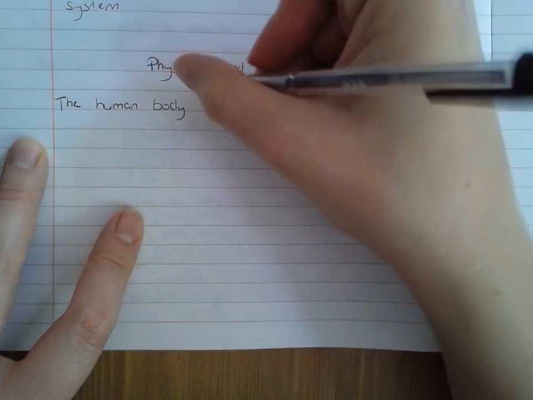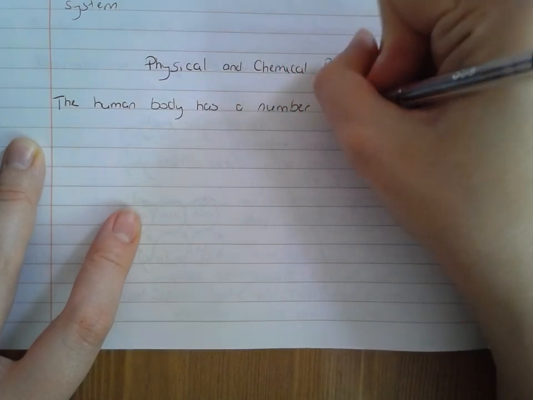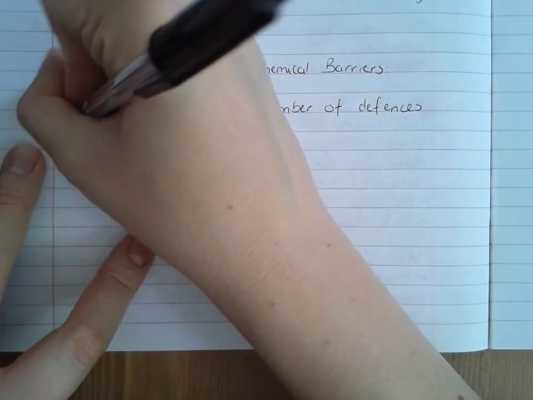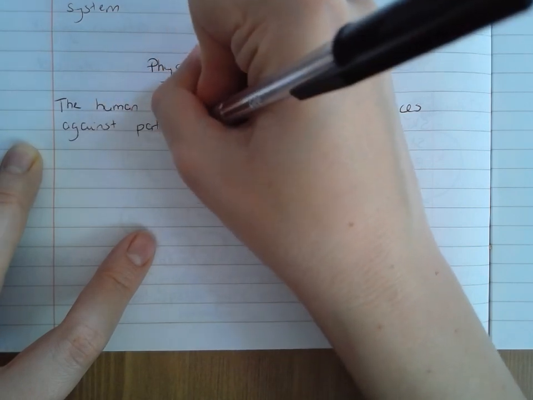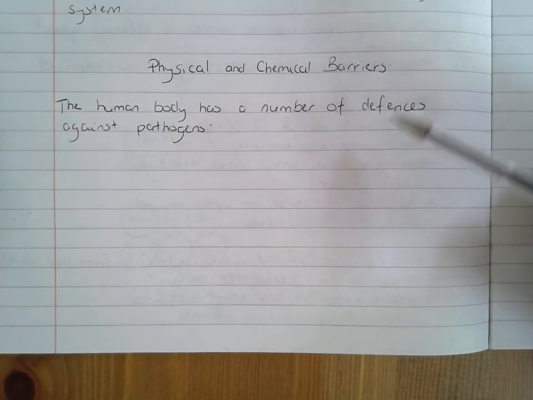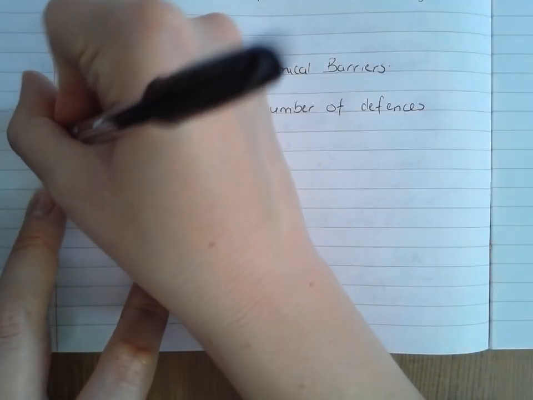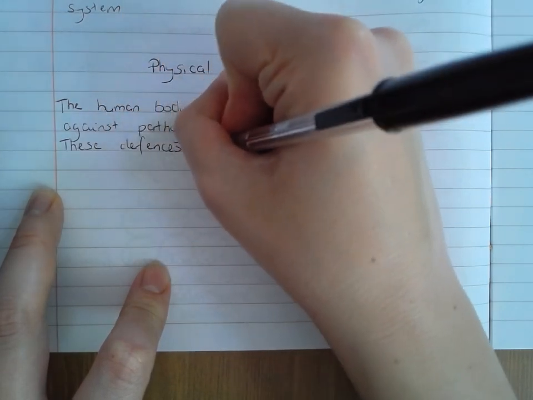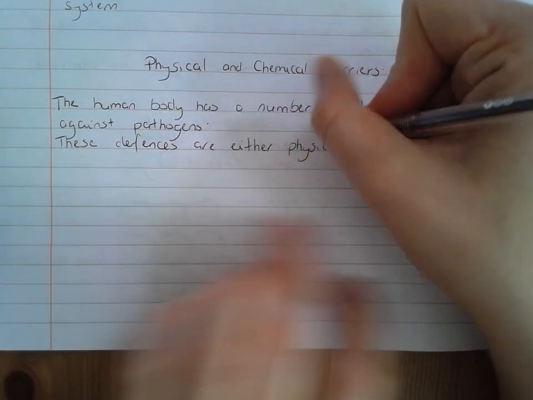So I'm going to write down the human body has a number of defenses against pathogens. A number of different ways that they will stop pathogens entering our body. And for the pathogens that do enter, there's a number of different ways that they're going to deal with them. They'll all fall under these physical and chemical barriers. So I'm going to write down that these defenses are either physical or they are chemical.